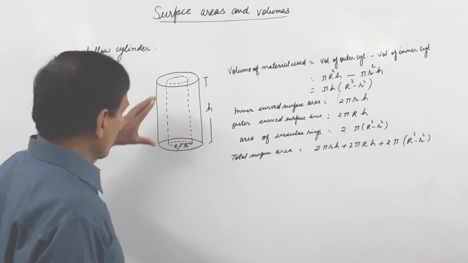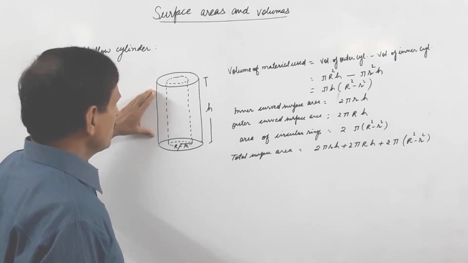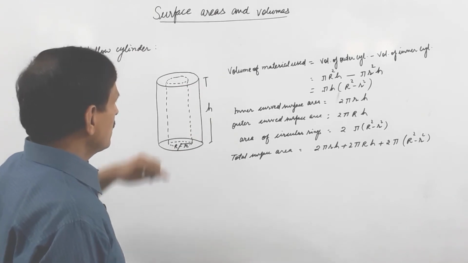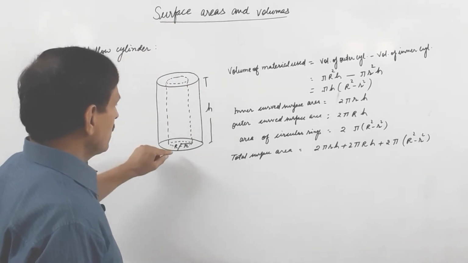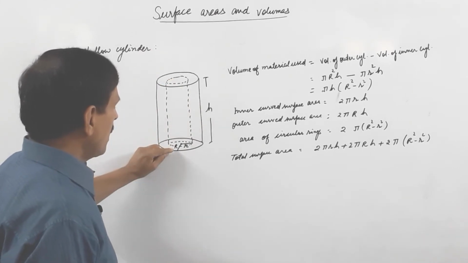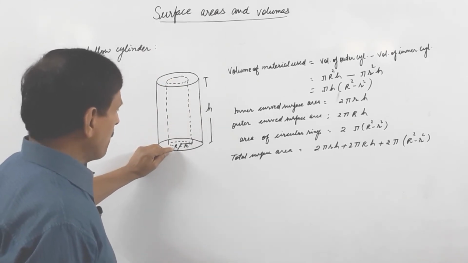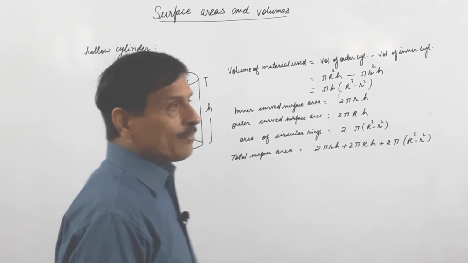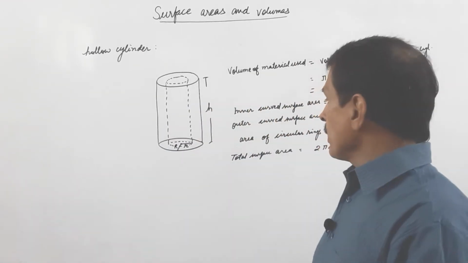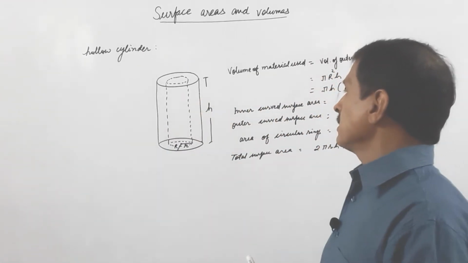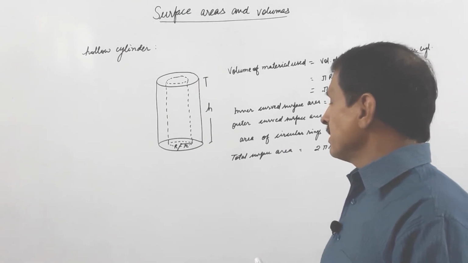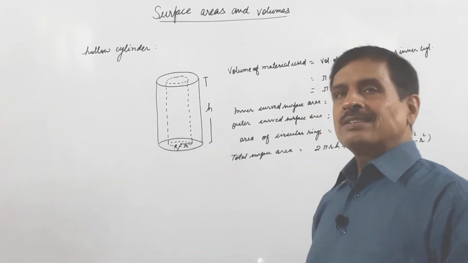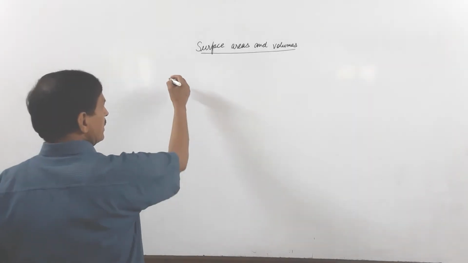And if it is a closed hollow cylindrical vessel, then the upper surface is also a circle with radius capital R. If we have to calculate the capacity of this hollow cylindrical vessel, then it is the inner volume, that is volume of the inner cylinder. The next solid is a cone.